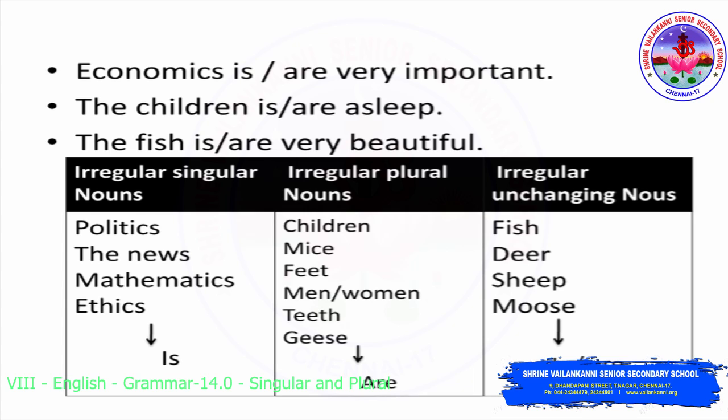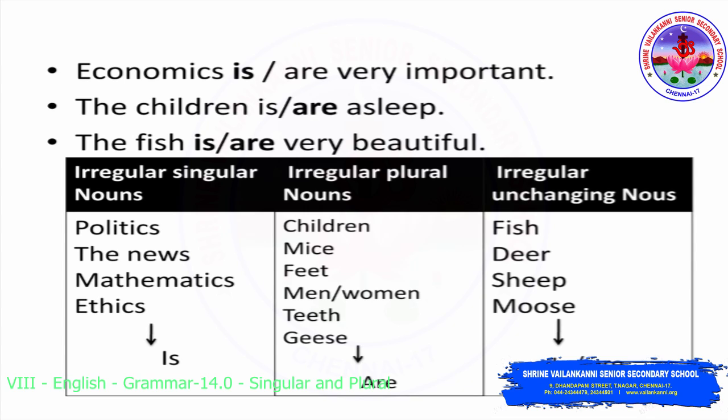Next. The fish is or the fish are very beautiful. Which is correct? Well, that is a good question because actually both are correct. It depends if you're talking about one fish or many fish, and you will understand that also as we go on. So, we could say the fish is very beautiful, or we could say the fish are very beautiful. I'll explain why.